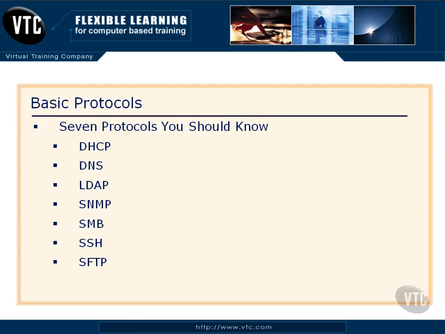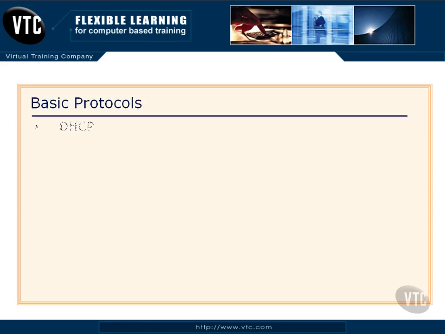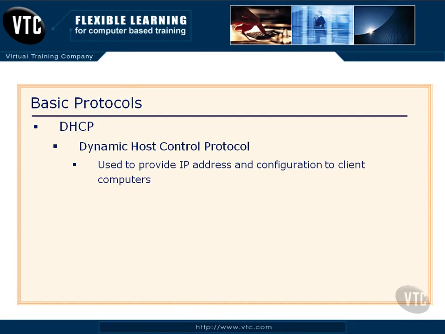Now I know this is acronym soup here, so let's go through each one of these and I'll just give you a brief description. DHCP is the Dynamic Host Control Protocol. This is used to provide IP address and configurations to your client computers. This is how we automatically assign addresses and other things to the computers. DNS, the Domain Name System.